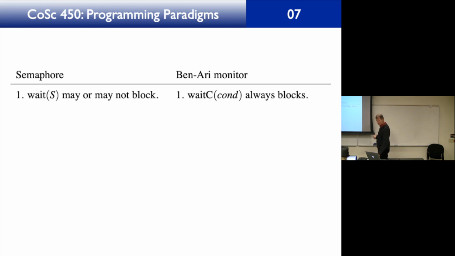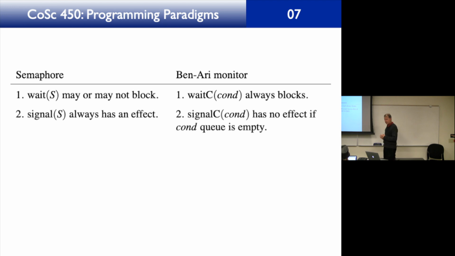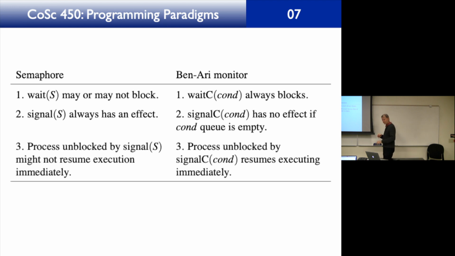Is everybody clear? Okay. Number 2, signal S always has an effect. Now what does signal S do? It either adds 1, or it removes a process from the queue, in which case it does something. But signal C on a condition has no effect if the condition queue is empty. So that's another slight difference. Are you with me on that? Okay. And there's one more.